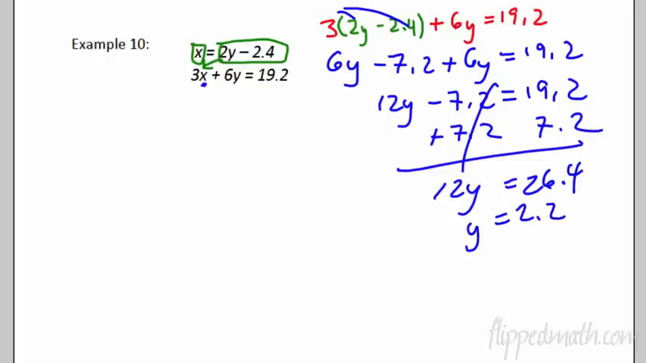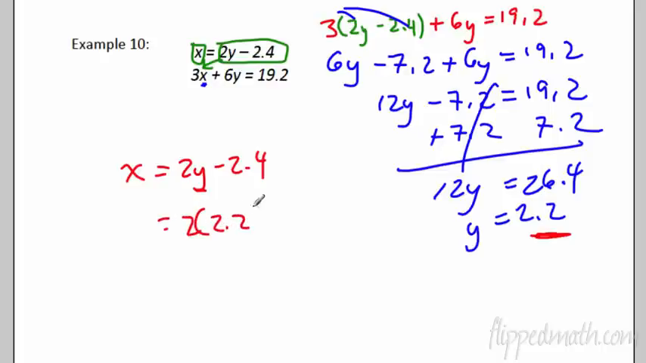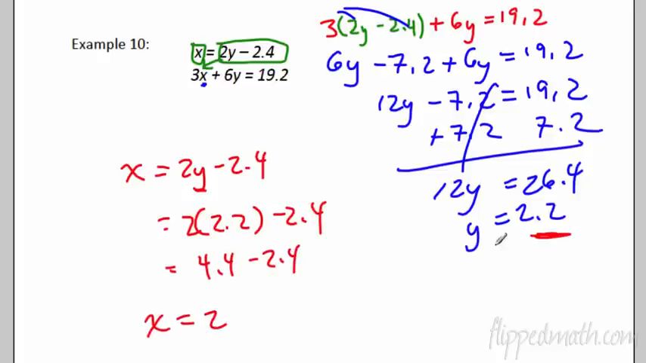Okay, so I'm going to go back to the first equation here. X equals 2y minus 2.4. I'm going to plug that y right there into the y value right there. So we get 2 times 2.2 minus the 2.4. This is going to equal, what, 4.4 minus 2.4, or x is going to equal just a regular old 2. So, number 10, we're looking at x equals 2, y equals 2.2.